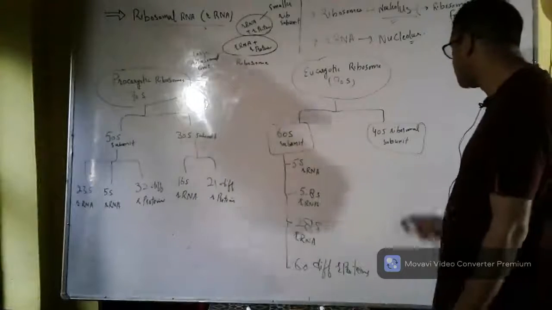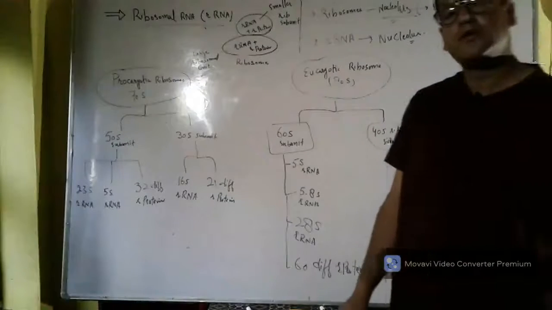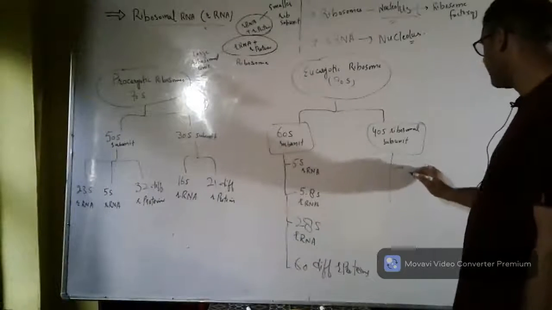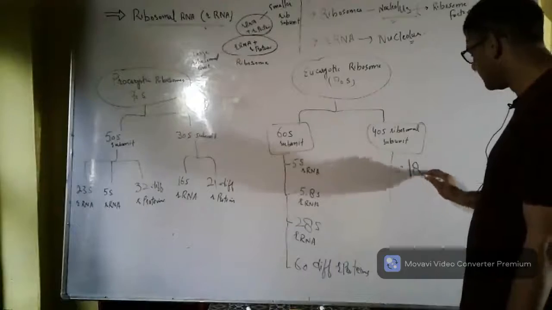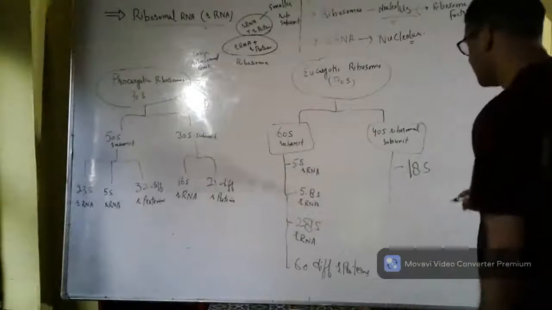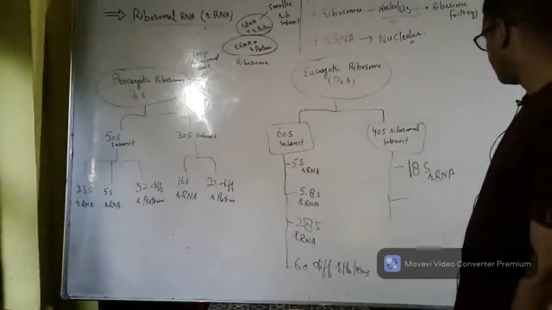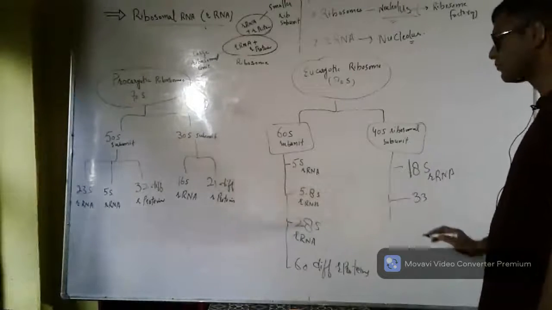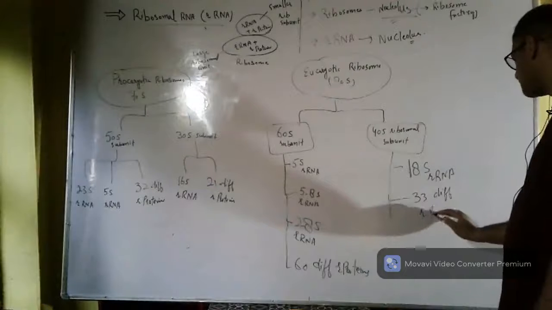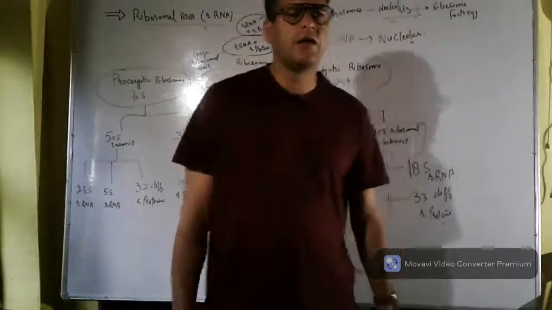Then we have the 40S subunit of ribosome. How many components are there? There are two types of components: ribosomal RNA and ribosomal proteins. What type of ribosomal RNA do we find here? We find 18S ribosomal RNA, and we find 33 different ribosomal proteins. So these were the ribosomal RNAs.